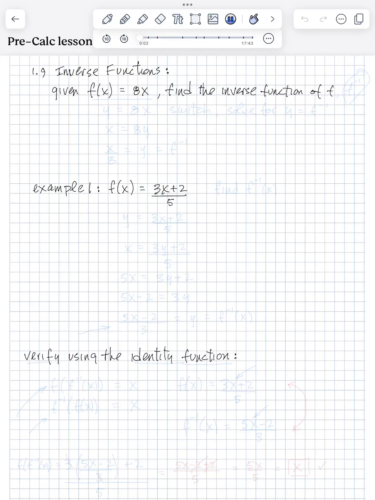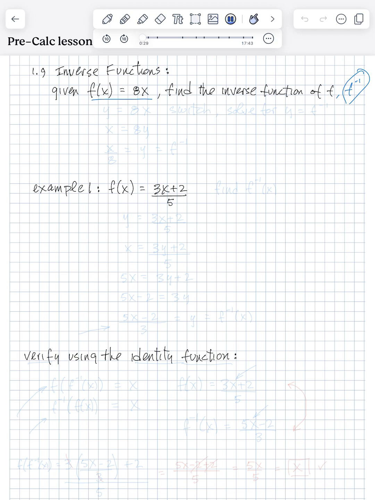Okay, 1.9, inverse functions. So we're given that f of x is equal to 8x, and we want to find the inverse function of f, and we label inverse functions f with the -1. Now, this doesn't mean it's the reciprocal, this just means inverse of f. So here's how we go about it.